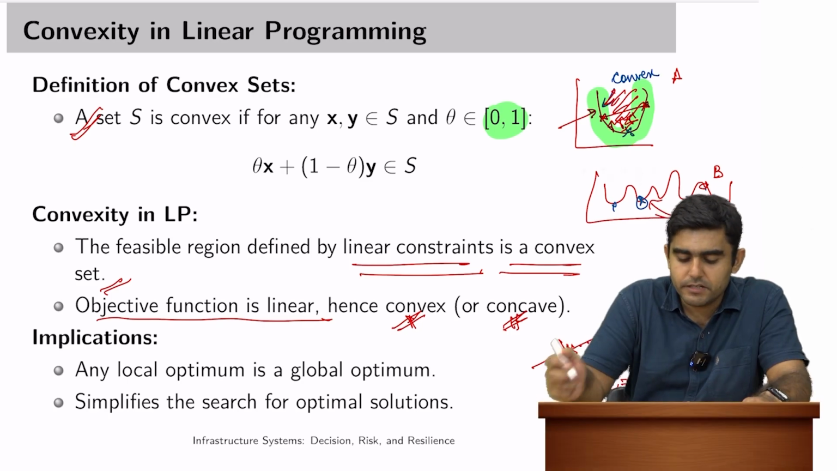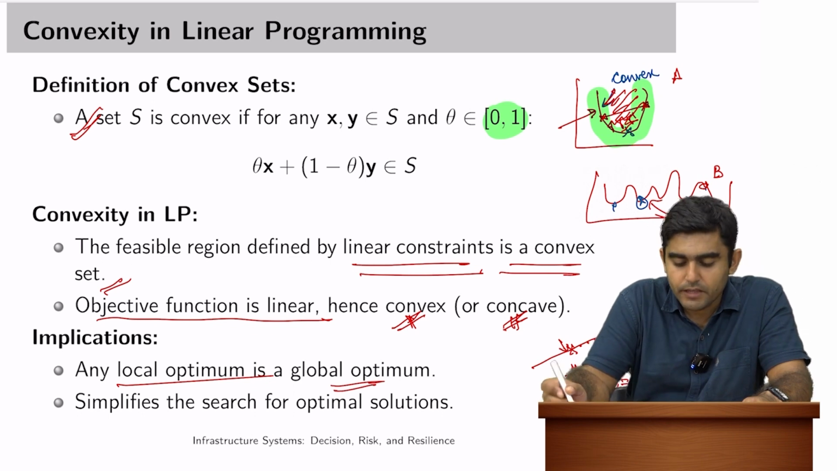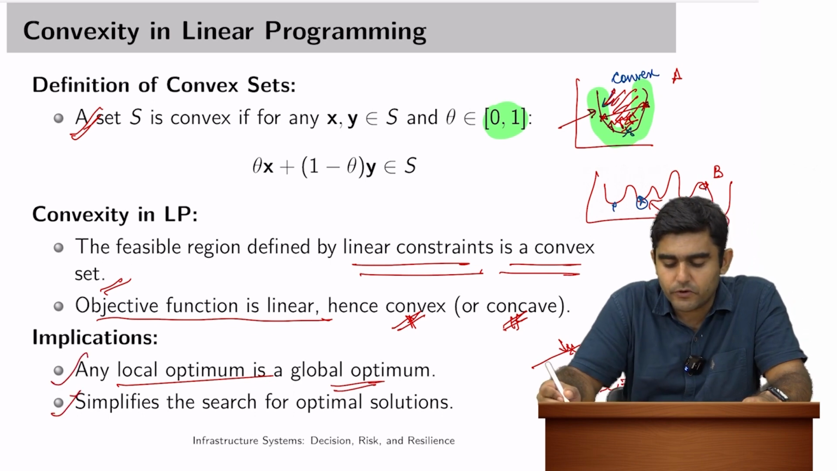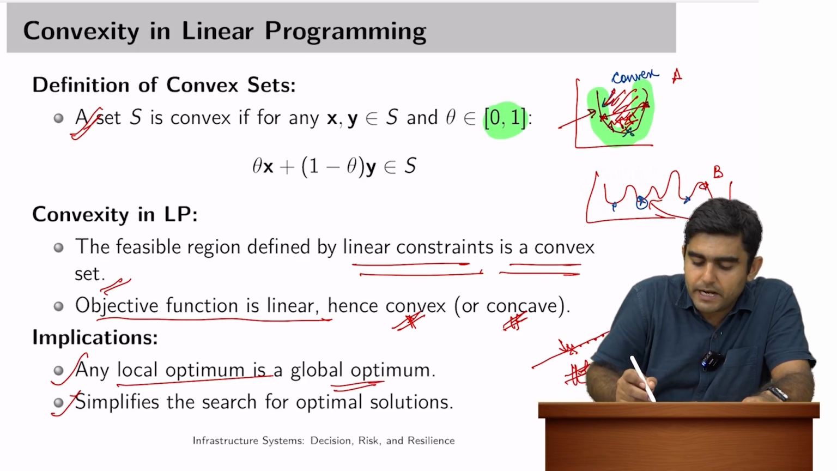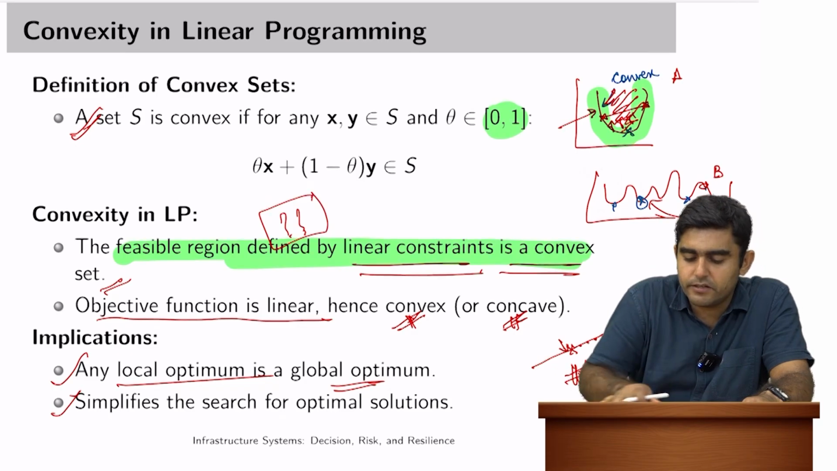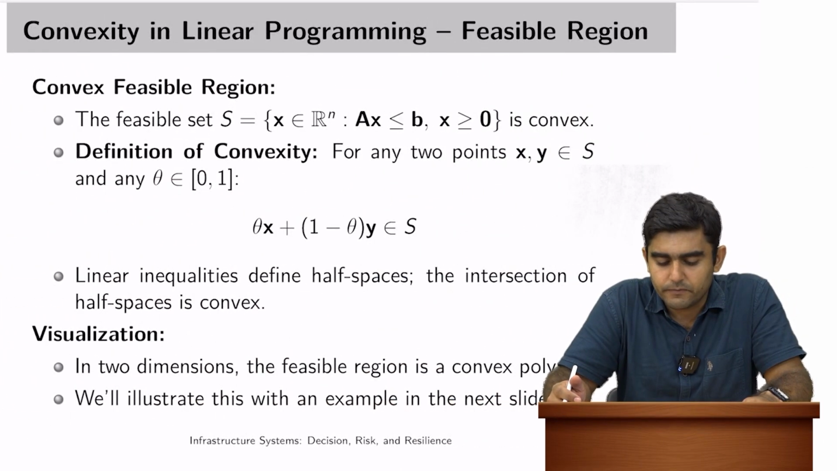And its implication means that any local optimum is also a global optimum, and this does simplify the search for the optimal solutions. We will also come back to this point, why this feasible region of linear constraints is a convex set and so on. So, I will put the question mark here, but we will try to understand this with the help of a graphic.